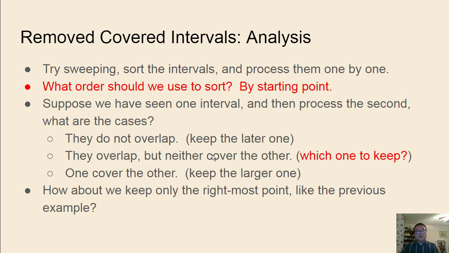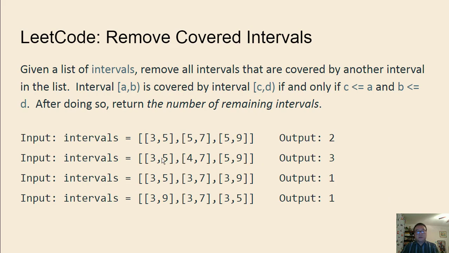Another case is that the two intervals overlap, but neither covers the other. This is an example of that: we have 3, 5 and 4, 7. They overlap, but neither covers the other. Now, anything later cannot cover 3, 5, because anything later will start after 3, so there's no chance to cover 3, 5.